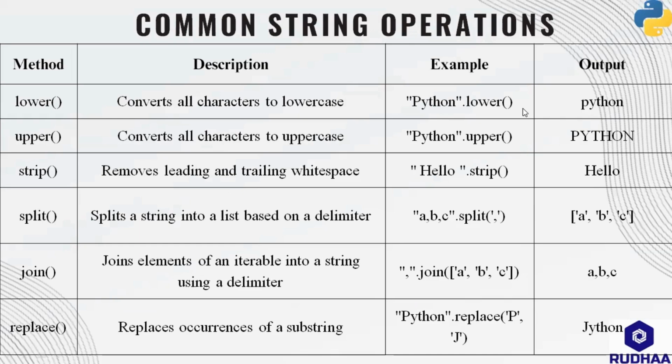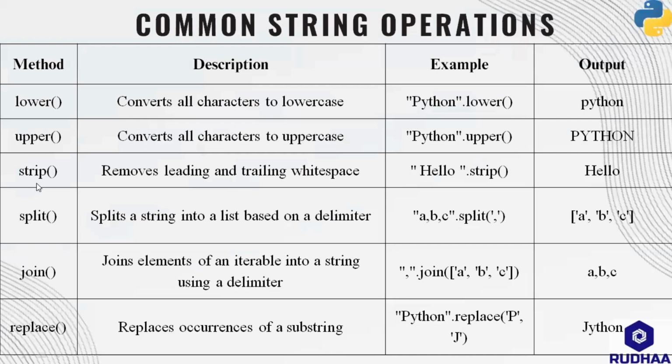So the syntax is like this: Python dot lower. So inside the strings we are quoting. You can also use the variable name like word dot lower. So here inside the quotes we are representing the word dot lower. So the output, you may see that all the characters are converted into lowercase, and here it is Python dot upper. So all the characters are converted into uppercase. So in this way, you can use the lower and upper commands.